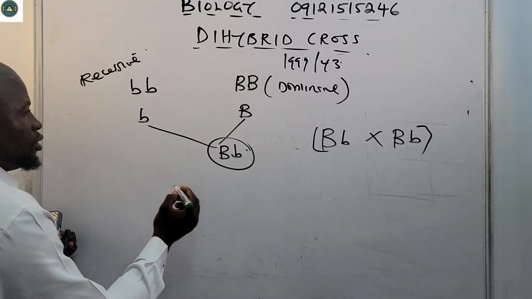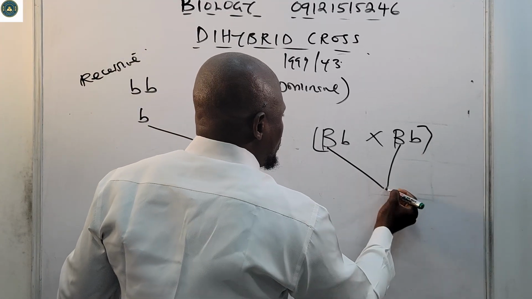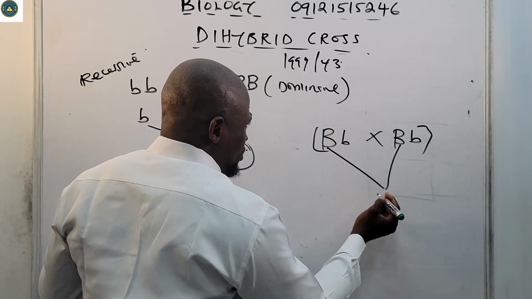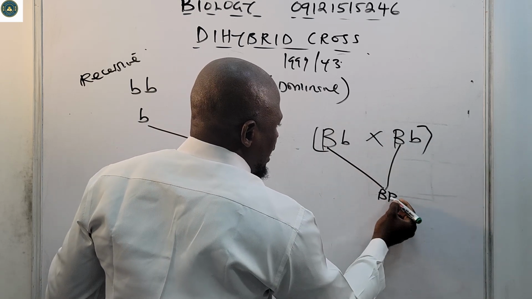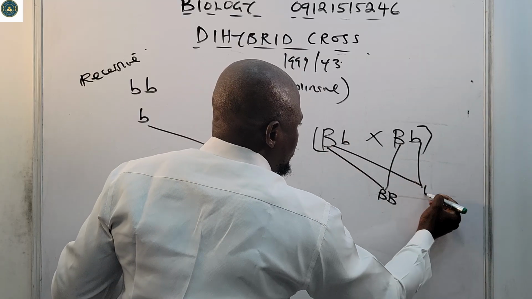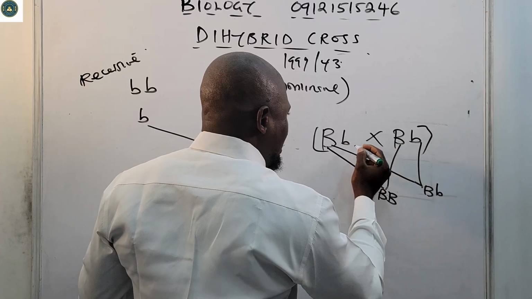If you use a Punnett square, let's say we are not using a Punnett square, let us go directly. We are keeping this B constant, assuming as if we are not seeing this other one. So I'm going to have BB. This B will cross this one also, so we also have capital letter B and small letter b. Then this small letter b will cross this one, the big letter B here.